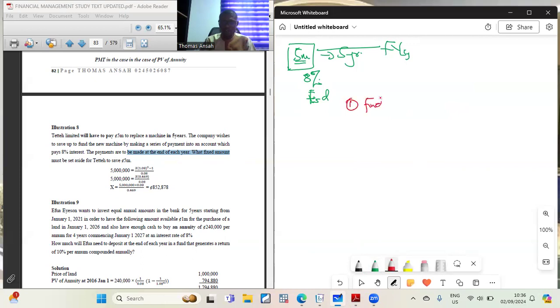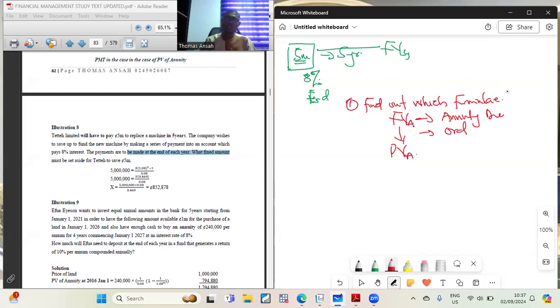So the step to answer a time value of money question is step 1. Find out which formula to use. Is it a future value? Is it a future FVA? And which of the FVAs? Is it annuity due or ordinary? Or is it PVA, present value of an annuity? So that is your first step to do. So if you now find it, then you put the figures into the formulas. So basically that is that.